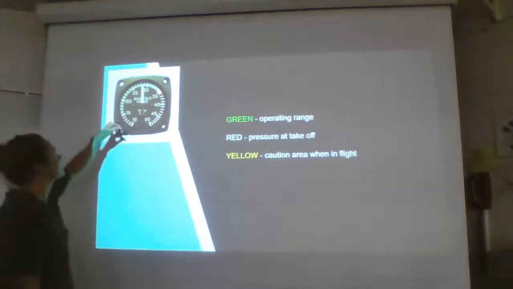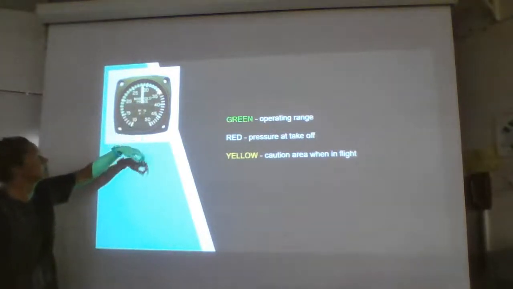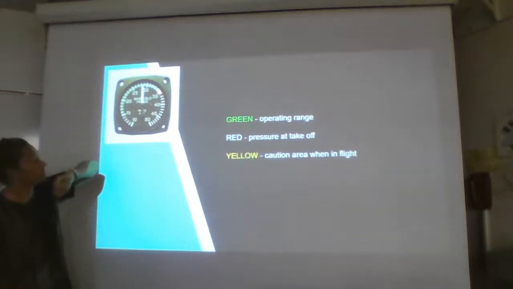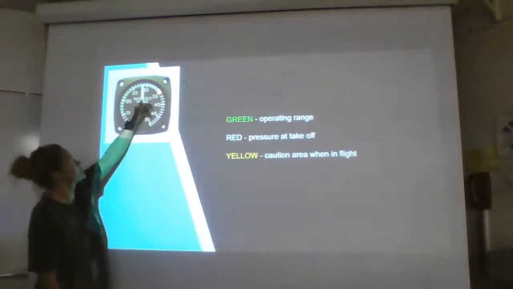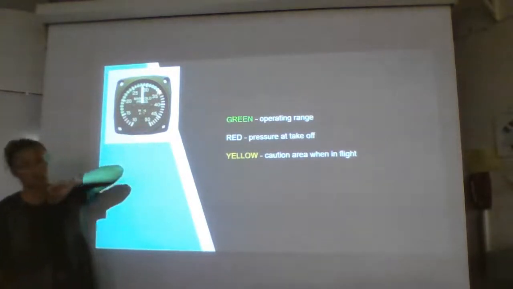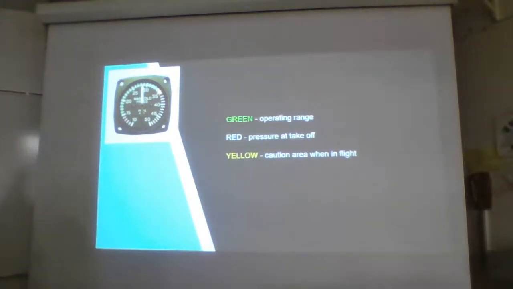And then the green range is the normal operating range on this particular type of instrument, and yellow is the caution area. When in flight, we should be a little bit worried if we get in that area, because that would mean that the manifold pressure, meaning the suction, is not where it's supposed to be, or it's not holding suction, and there could be something wrong.